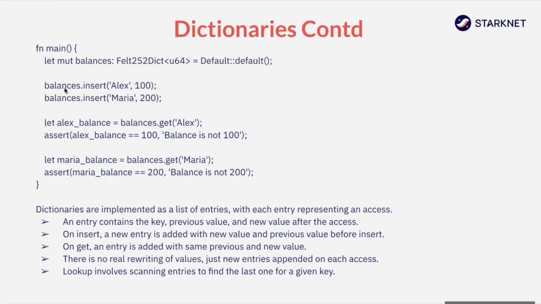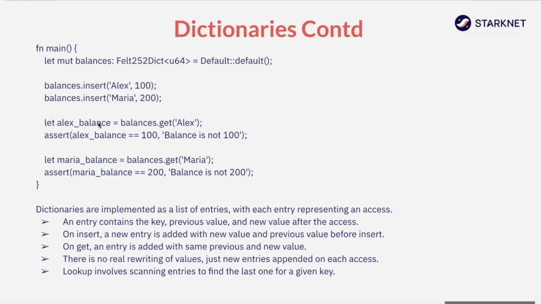When you want to insert a value for a key, you use .insert. The key is Alex, and the value is 100. Same with Maria: the key is Maria, and the value is 200. Now, this one is just like asserting.